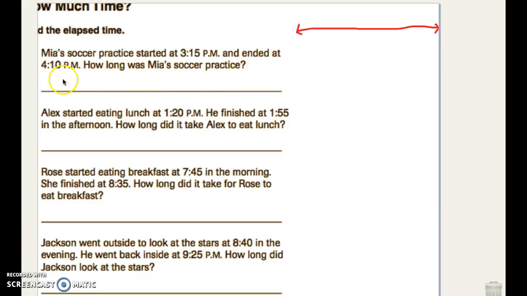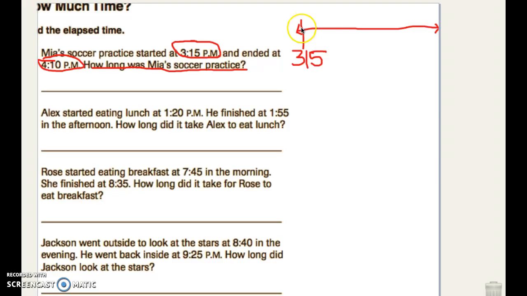All right, so I'm looking at the first problem. Mia's soccer practice started at 3:15 p.m. and ended at 4:10 p.m. How long was Mia's practice? So again, I know she started at 3:15 p.m. We need to find out how long was her practice. We started at 3:15 and we ended at 4:10 p.m.